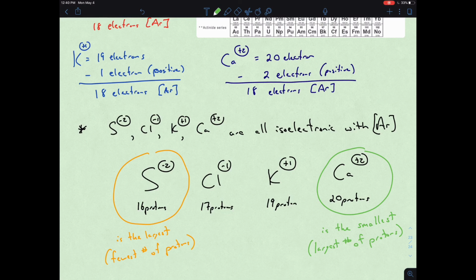You have more protons, you have the same number of electrons in all cases, but more protons means there's a greater positive core. They're holding onto those electrons tighter, and they're also holding onto them closer. So that's atomic size.